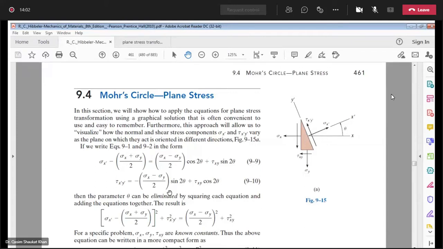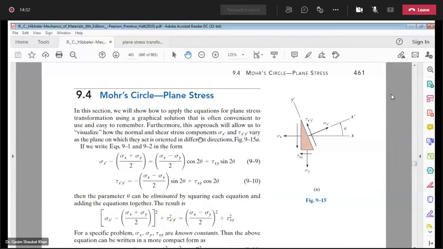So how the normal and the shear stress components, sigma x dash and tau x dash y dash, vary as the plane on which they act is oriented in different directions. When we say different directions, that means different theta values. So for different theta values, you will get a different pair of sigma x dash and tau x dash y dash.